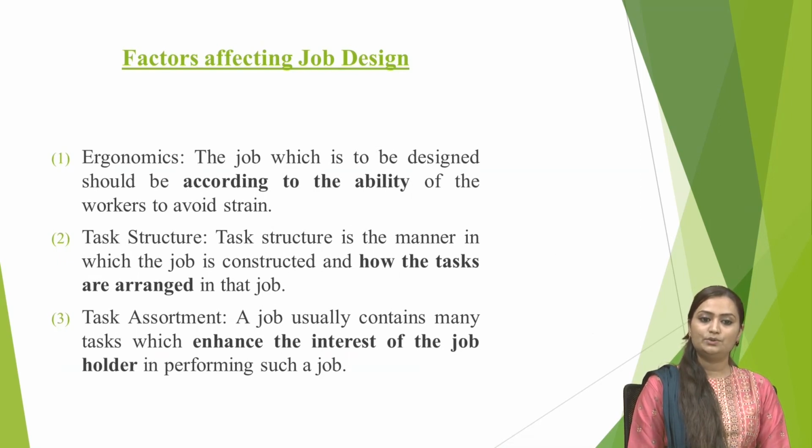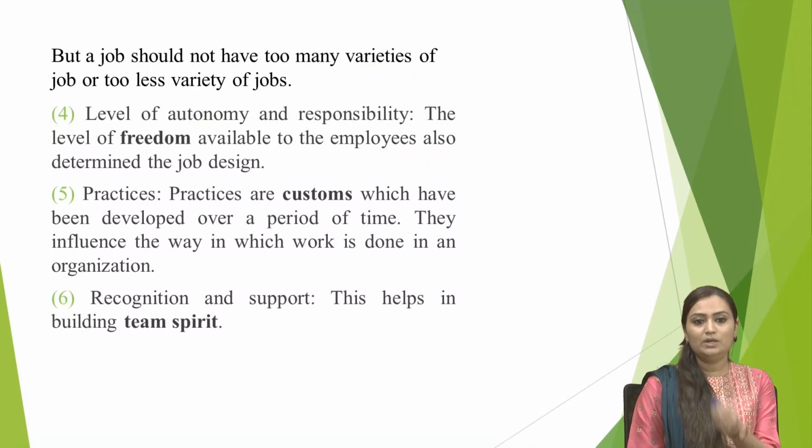Next is task assortment, where a job usually contains many tasks. In an organization, you will have a number of jobs, but certain jobs have the interest of employees, and certain jobs do not have the interest of employees. But as an employer, you will have to make a balance between this. You will not have to give too much work to the employee, as well as you will not have to give too little variety of job to the employees.